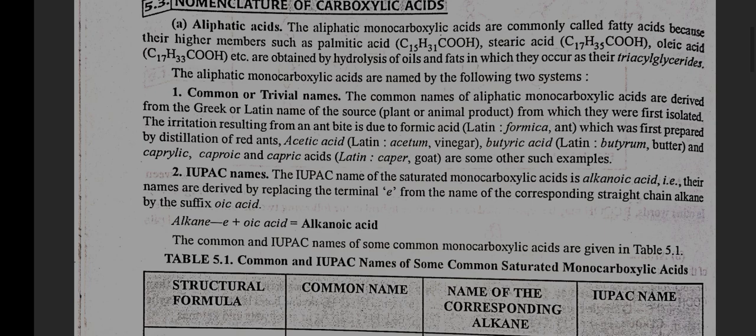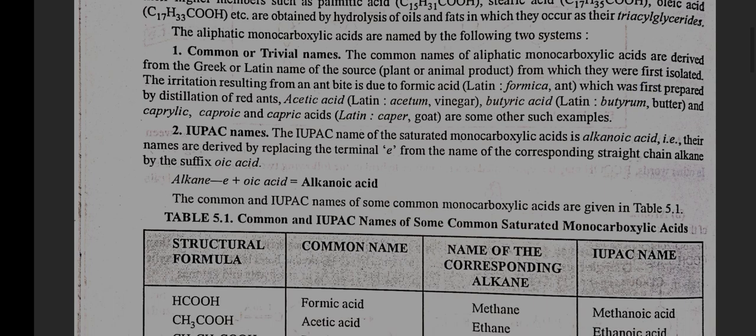Common or trivial system. The common names of aliphatic monocarboxylic acids are derived from the Greek or Latin name of the source, that is the plant or animal product from which they were first isolated. The irritation resulting from an ant bite is due to formic acid, which was first prepared by distillation of red ants. Acetic acid, butyric acid, caproic acid and capric acid are some other examples. IUPAC names.